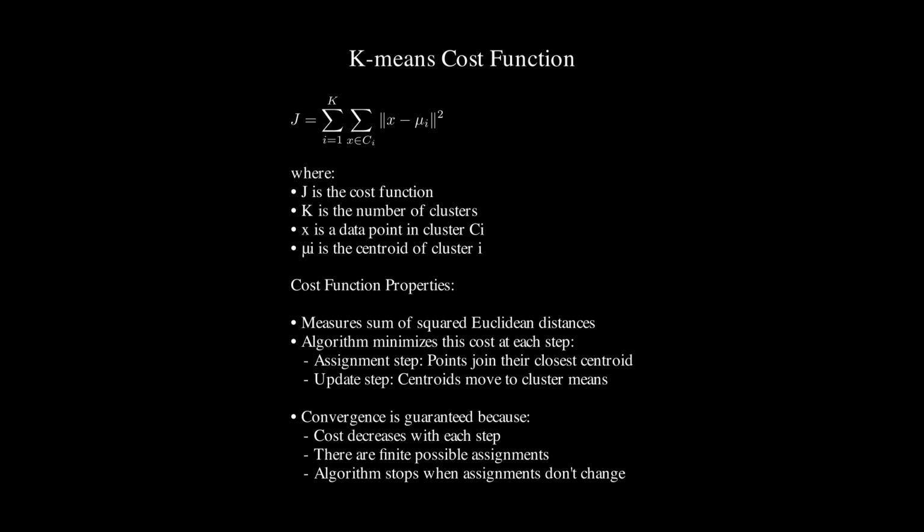The effectiveness of k-means can be measured using a cost function. Mathematically, it is the sum of squared distances from each point to its assigned centroid. This formula shows how we calculate this cost, where J represents our total cost, summing over all clusters i and all points x in each cluster. The cost always decreases with each iteration, guaranteeing that our algorithm will eventually converge.